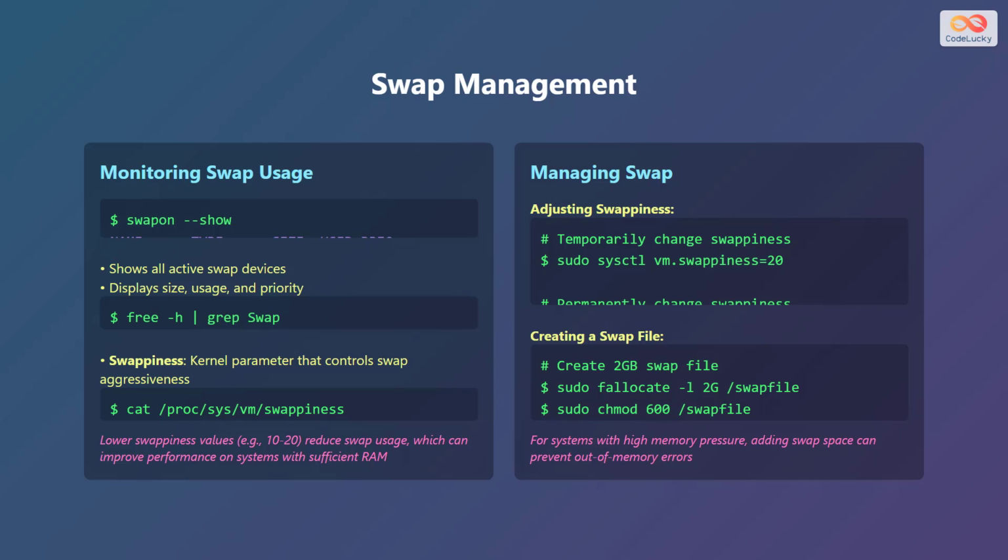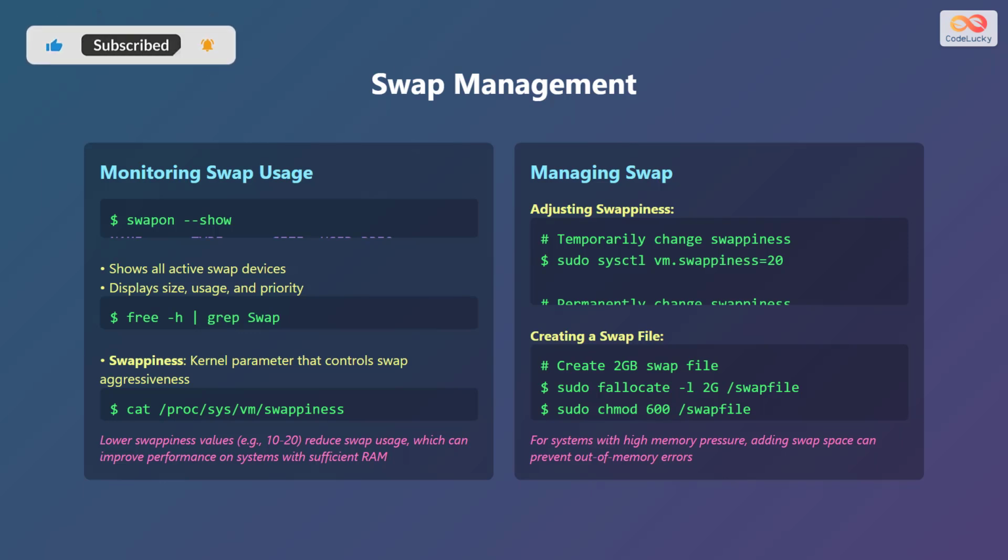Swappiness is a kernel parameter that controls how aggressively the system uses swap space. You can view the current swappiness value by typing cat /proc/sys/vm/swappiness. Lower swappiness values such as 10 to 20 reduce swap usage, which can improve performance on systems with sufficient random access memory. Now let's see about managing swap space.